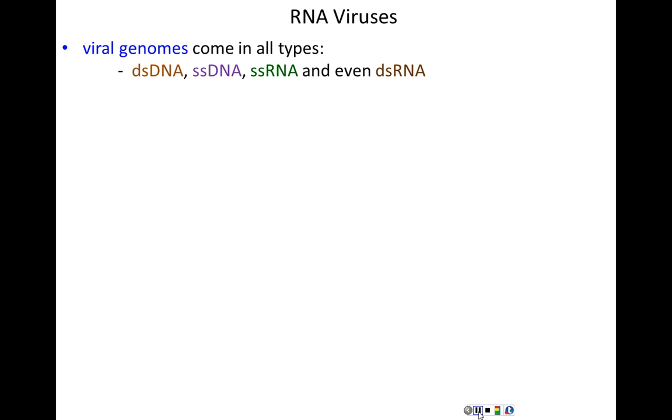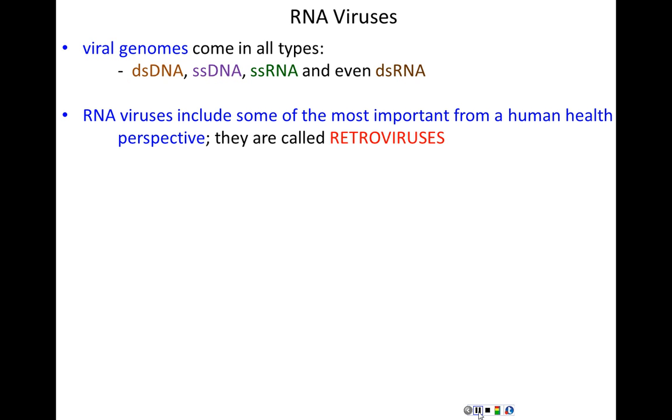So now I want to start the winding down of the lecture by introducing our last topic. I want to talk a little bit about RNA viruses because, as I said in the very first slide, they play such an important and devastating role in overall human health. So viral genomes come in all shapes, sizes, and types. We have double-stranded DNA viruses, single-stranded DNA viruses, single-stranded RNA viruses, and even, rarely, but they exist, double-stranded RNA viruses. RNA viruses themselves as a subfamily include some of the most important viruses from a human health perspective, and most RNA viruses fall into a class called retroviruses.